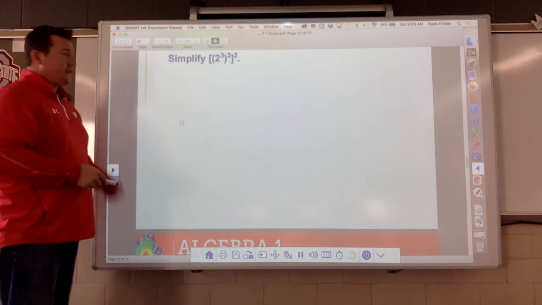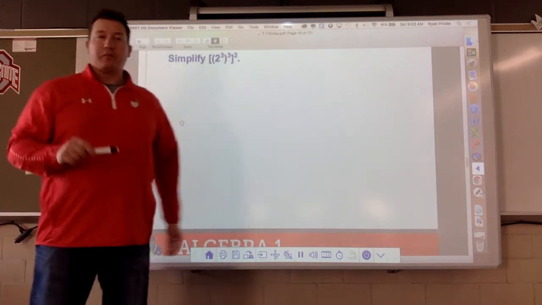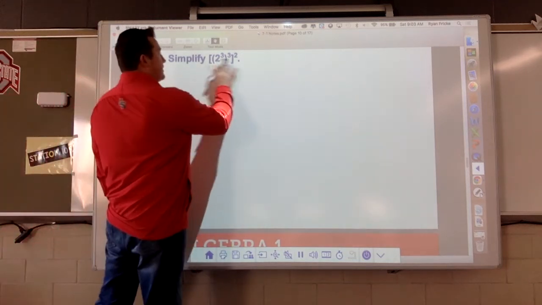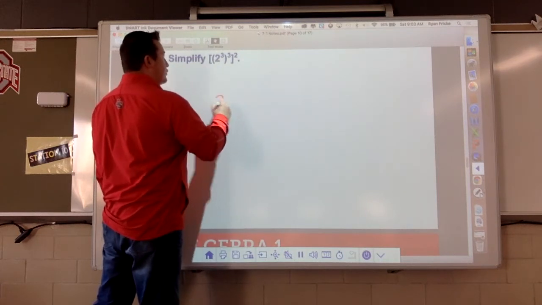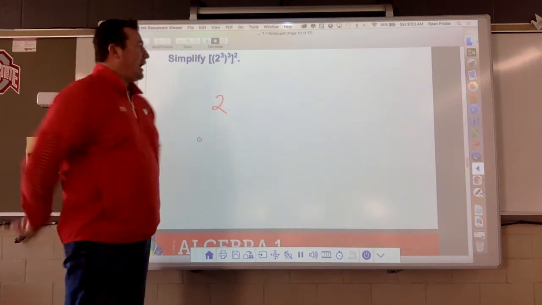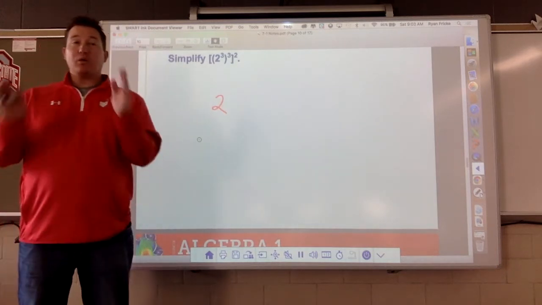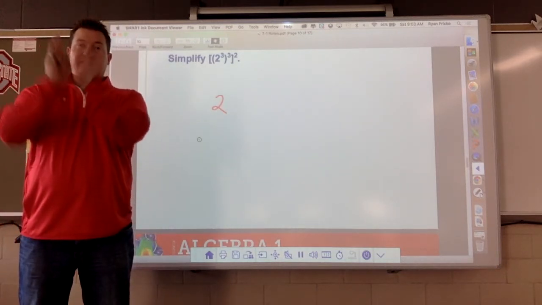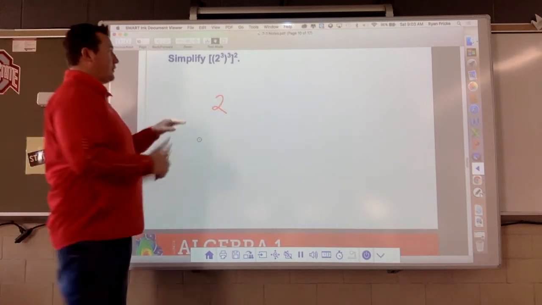And there is an easier way, guys. Keep the base, multiply the powers. Okay? Keep the base, which would be 2, multiply the powers. This is a power to a power to a power. You got to work your way from the innermost parentheses out each time, okay?